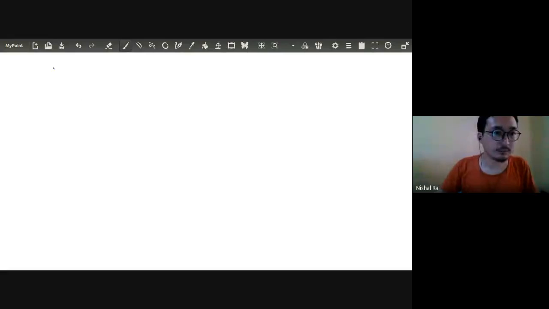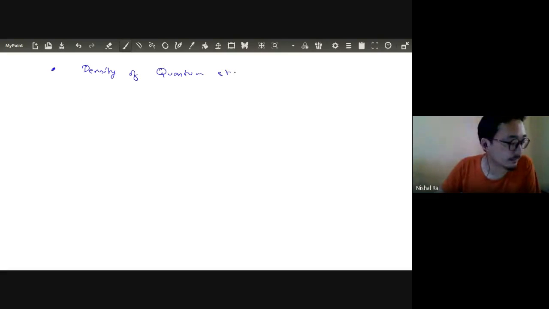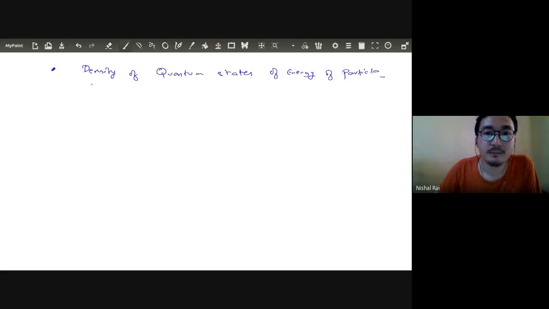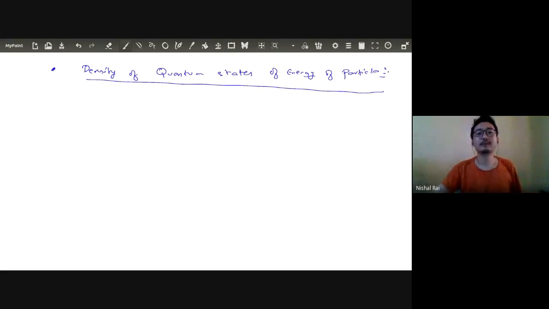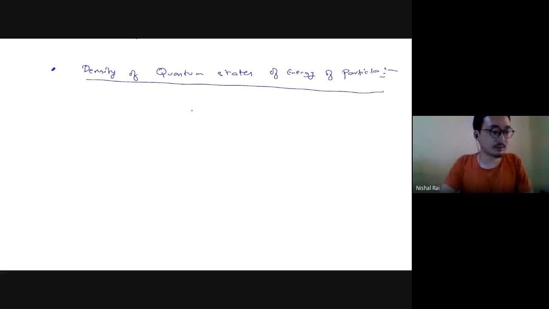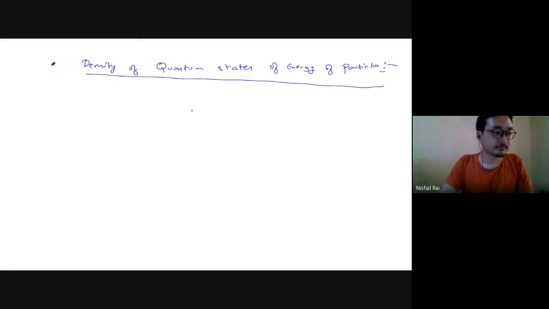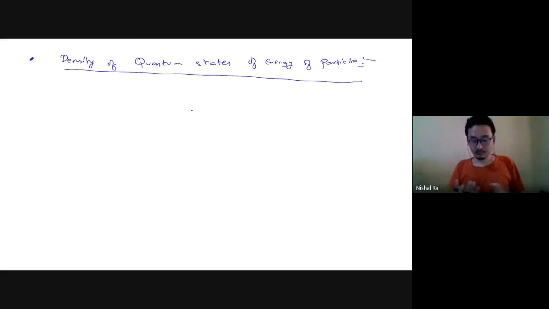Now let's do this topic of density of quantum states of energy of a particle. Basically, this is the density of states. Density of what? Quantum states. Do you know about degeneracy?